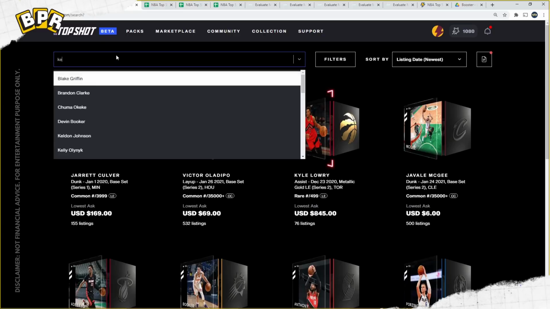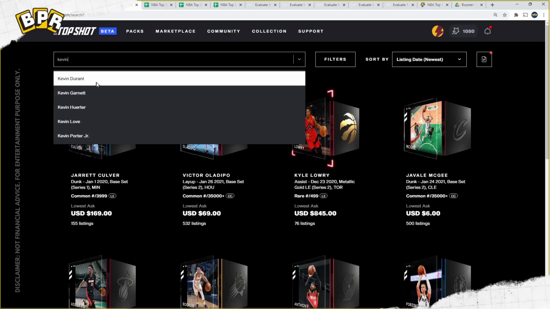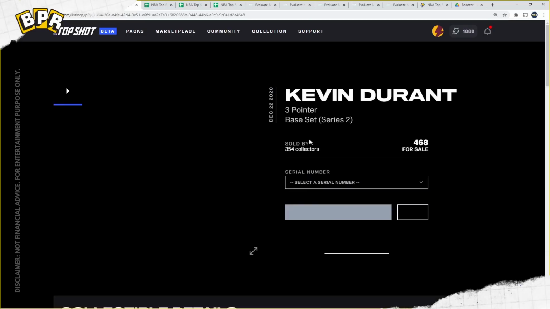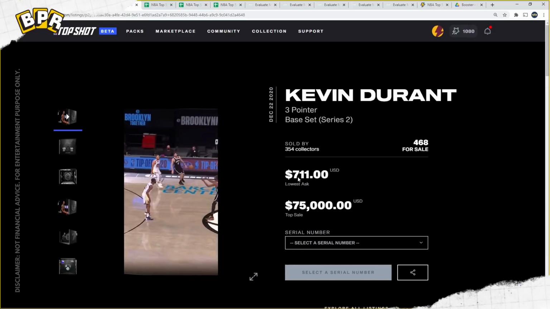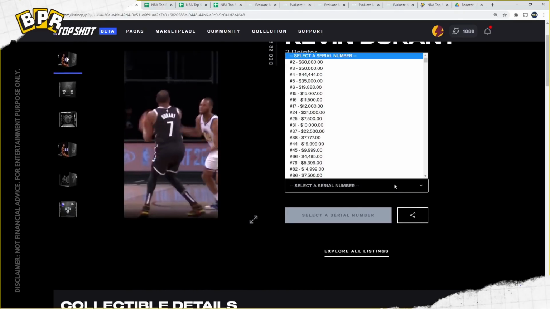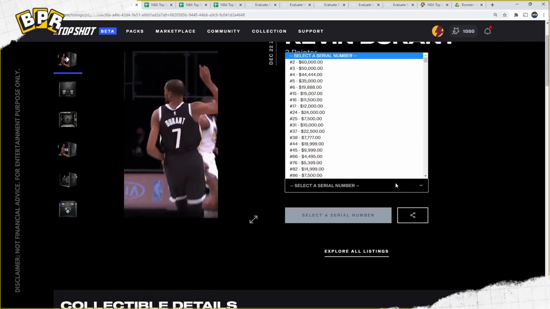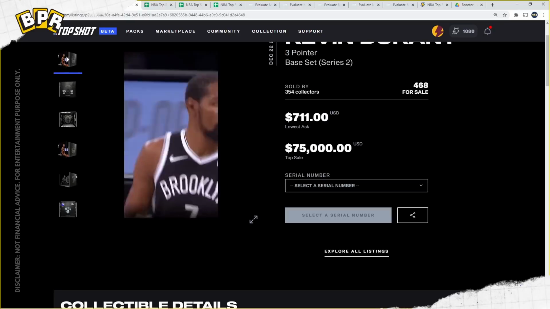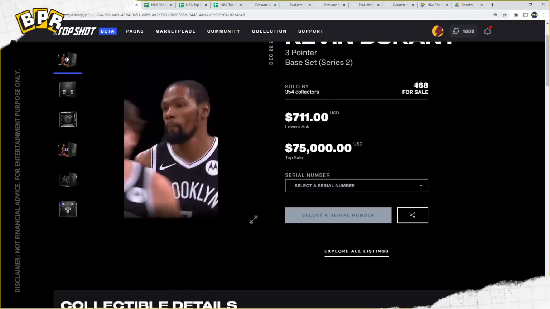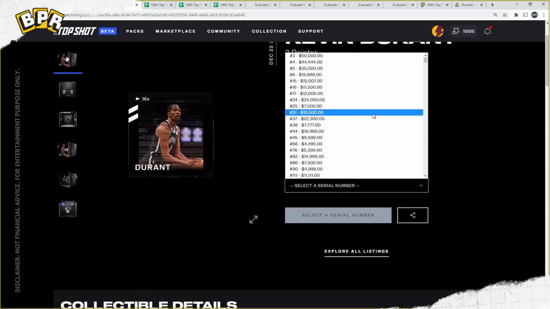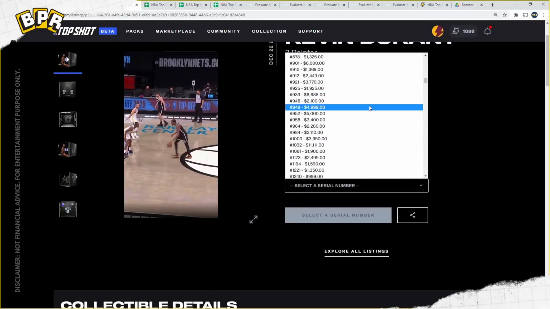So let's take a look at Kevin Durant. We're looking at the 7500. As you can see, the lowest price right now is 711, and there are only 468 listings. Obviously the lower the amount of listings, the faster it takes for floor prices to move up. But even with 468, I would consider anything less than 100 where you would actually see floor prices move up faster. Okay, so let's look at the listings here.